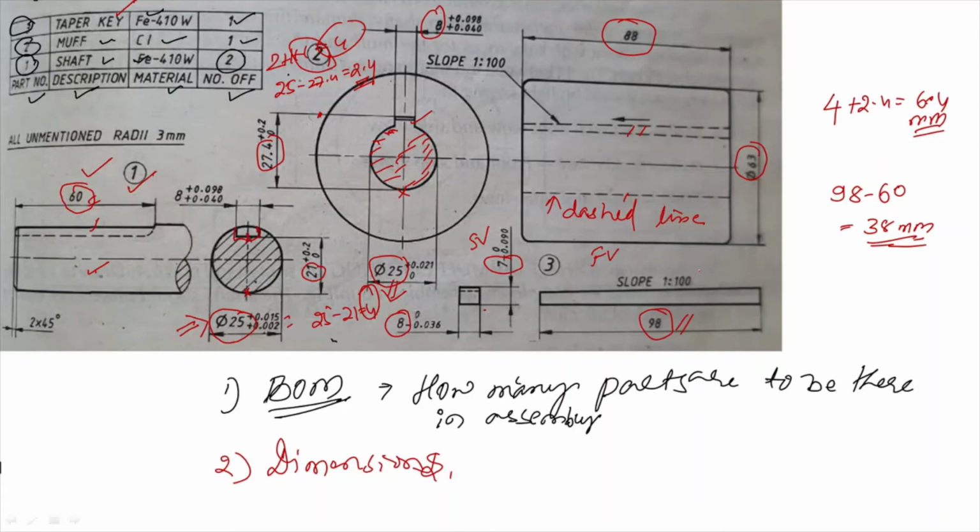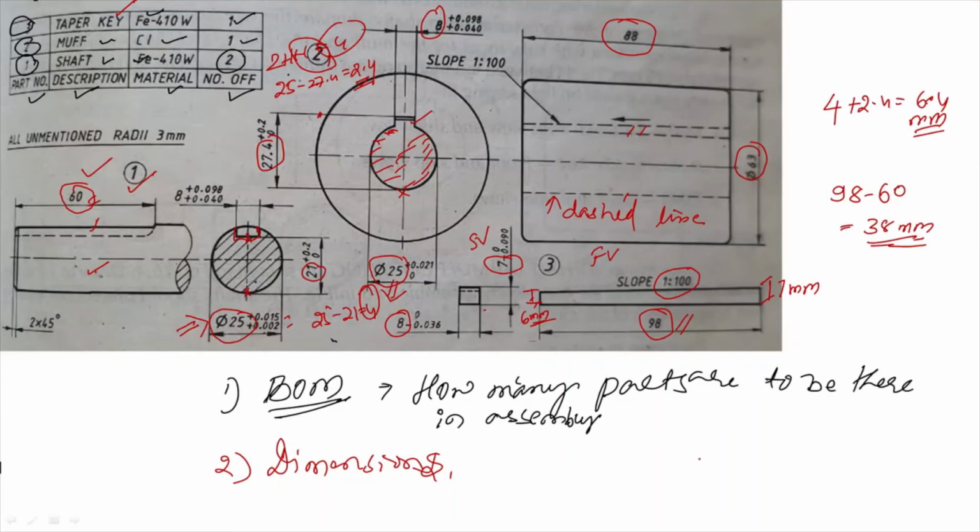Now, they have given a slope here. If the bigger end is 7 mm, then the smaller end is reduced by 1 in 100. That means if the length of this key is 100 mm, then the smaller end is 6 mm. Observing these dimensions and the relative positions, we can assemble the components.